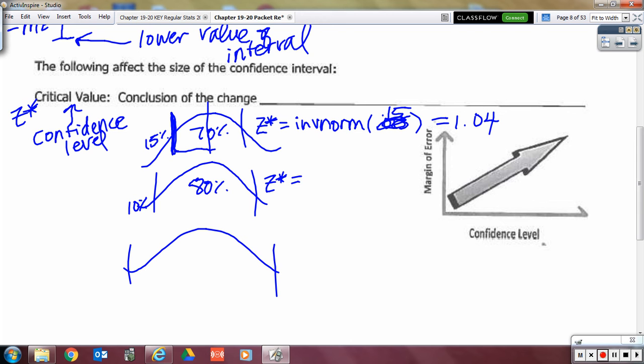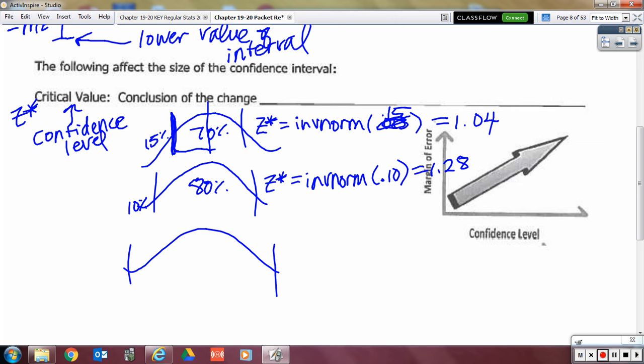So my inverse norm of 0.10 is 1.28. What do you notice about this? 70% confidence to 80% confidence, and my critical values went from 1.04 to 1.28. What's happening to my critical values? They're getting bigger because I'm getting farther away from the center.